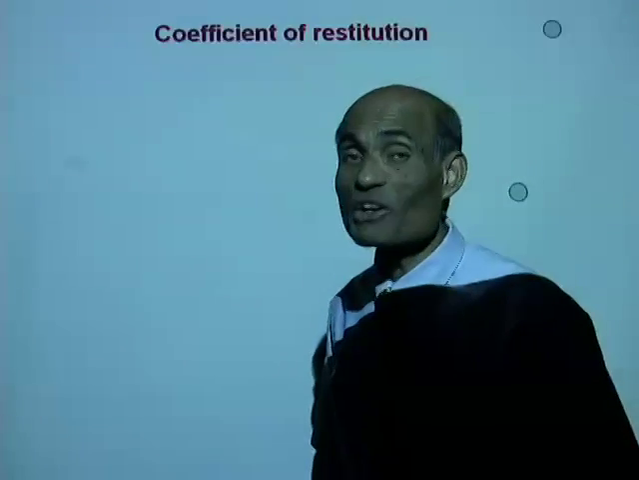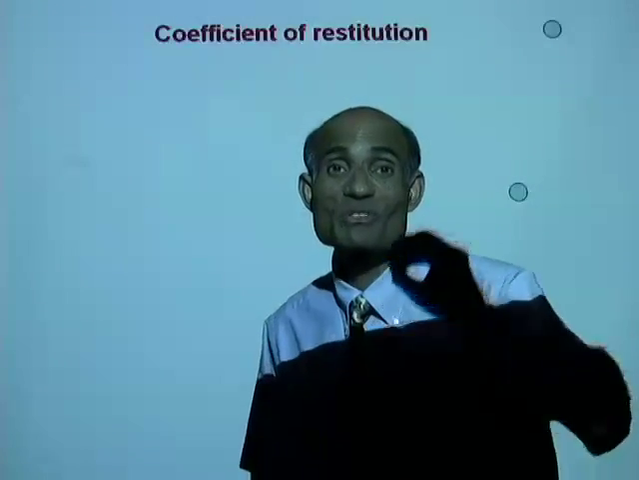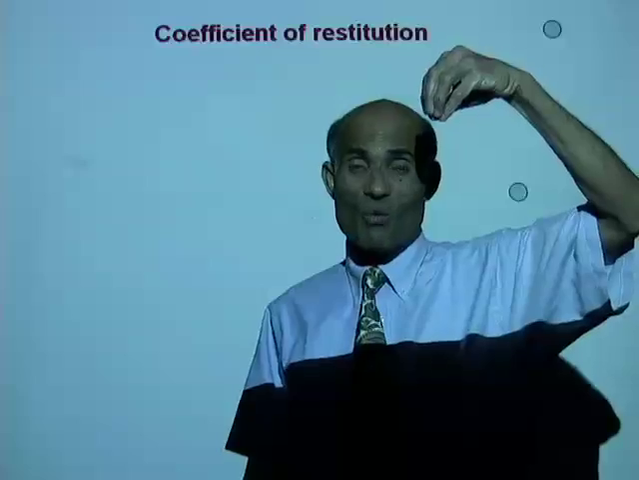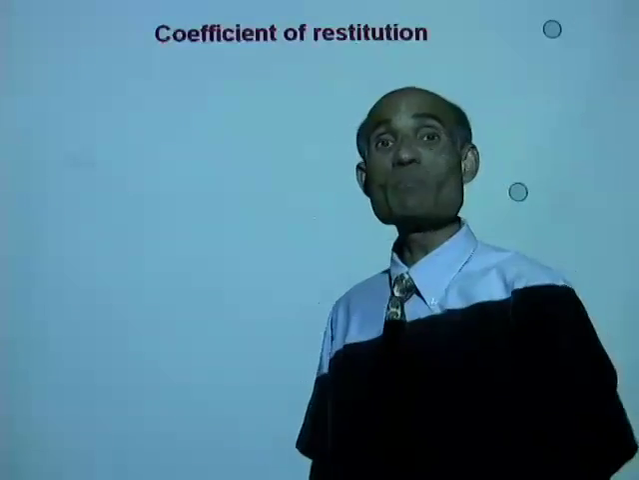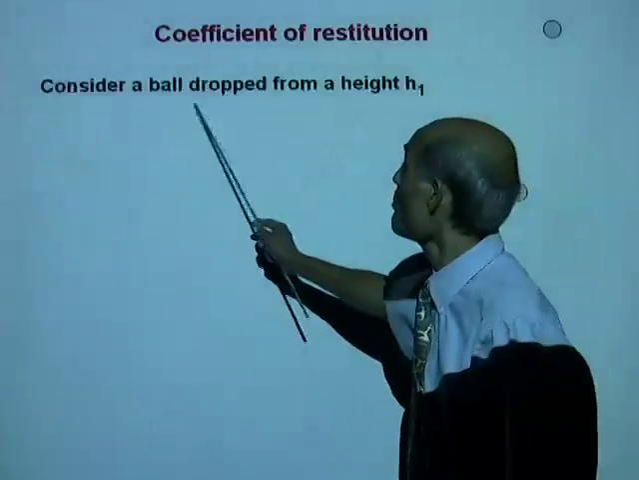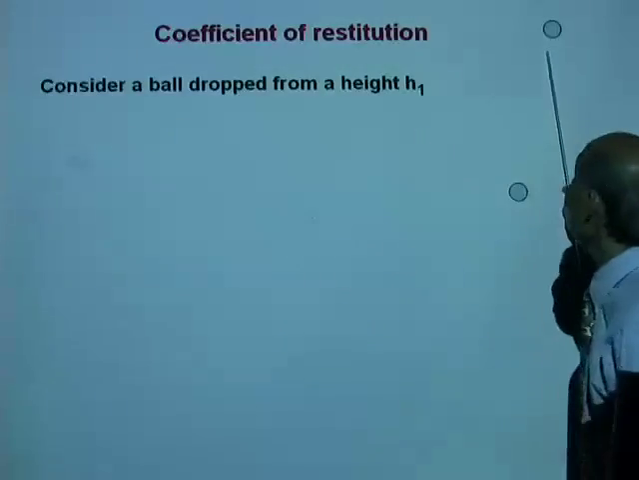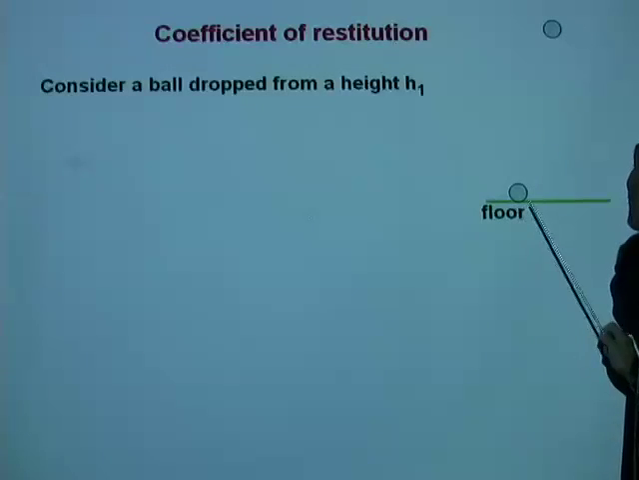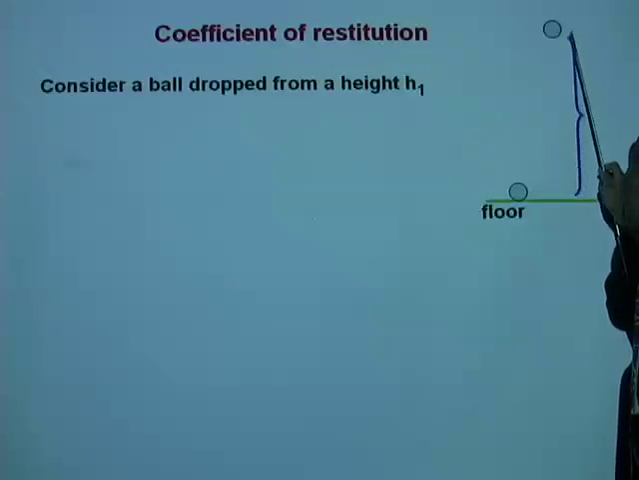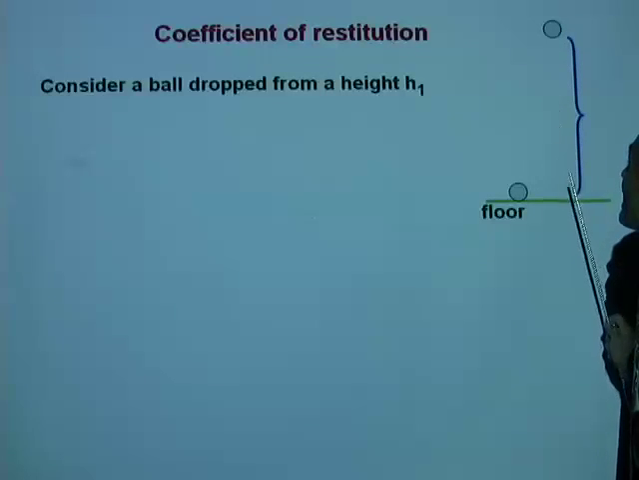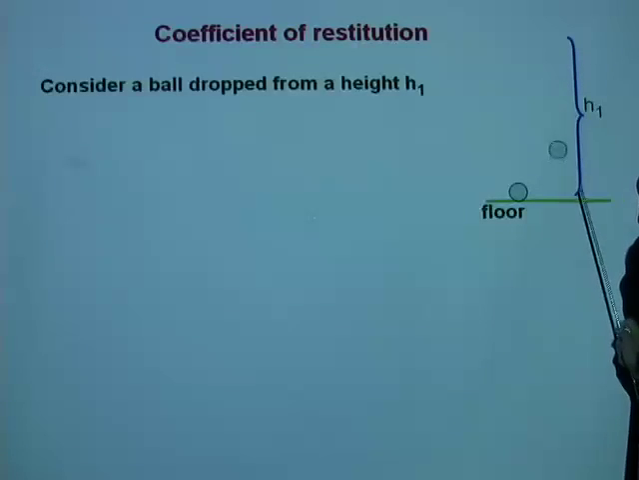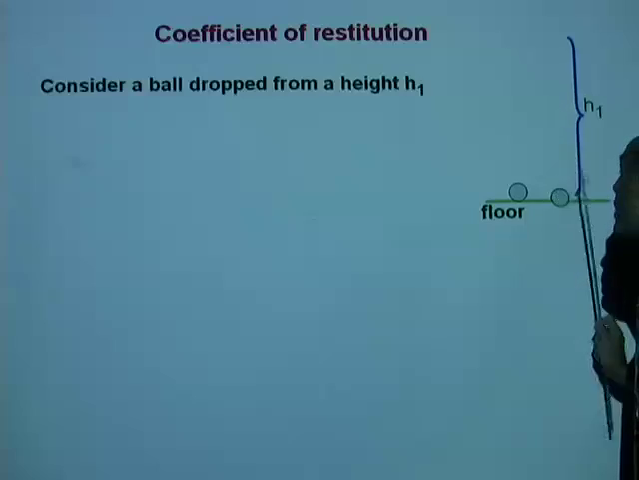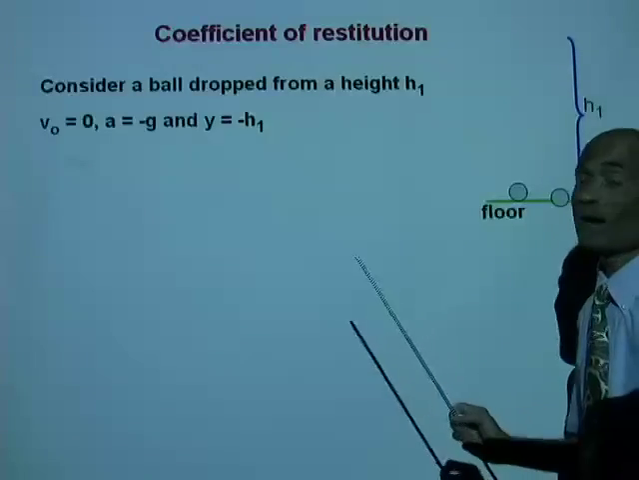Let's see how we can calculate the coefficient of restitution when you allow one surface to fall on another surface and rebound, just like the example I showed you. Now consider a ball dropped from a height h1. This is the floor. The ball is going to be dropped from that height h1.